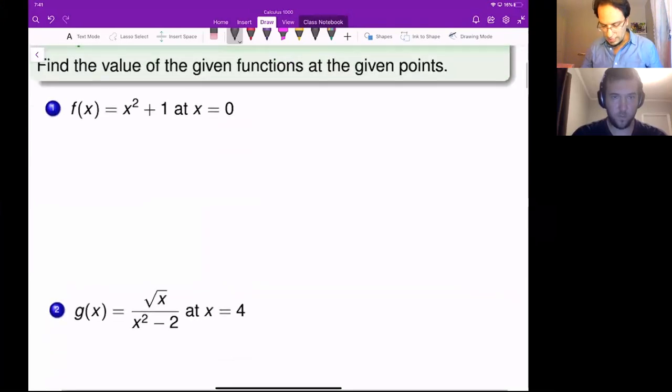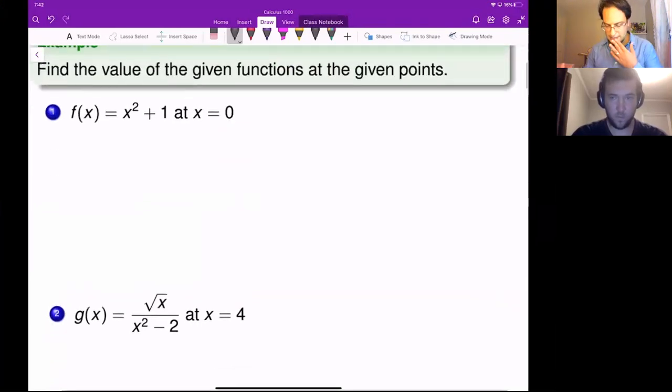Okay, so easy examples. We have a function f of x equal to x squared plus 1. What is the value of the function at x equal to 0? So we are basically looking for f of 0, and the input is 0, so square it, add 1 to that, so it will be 1.